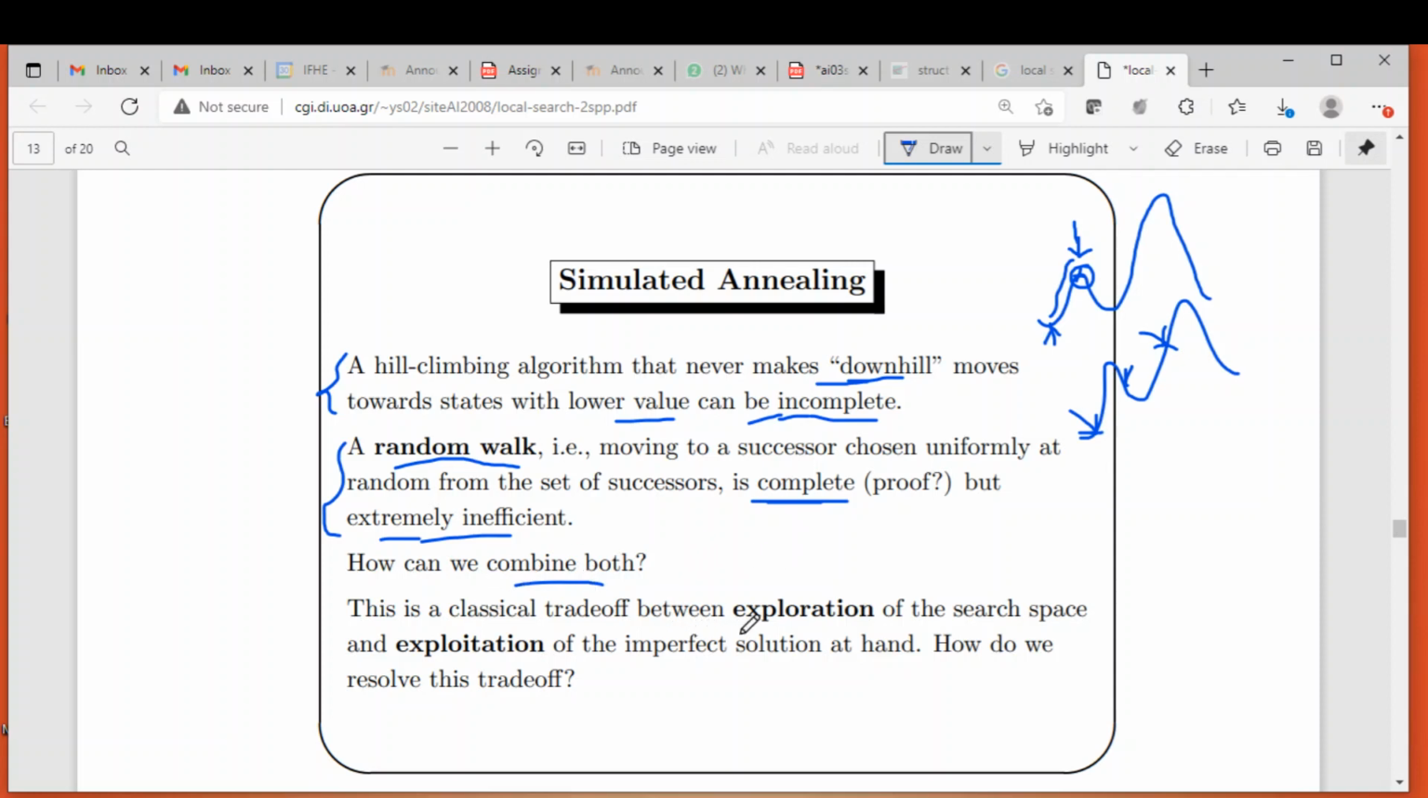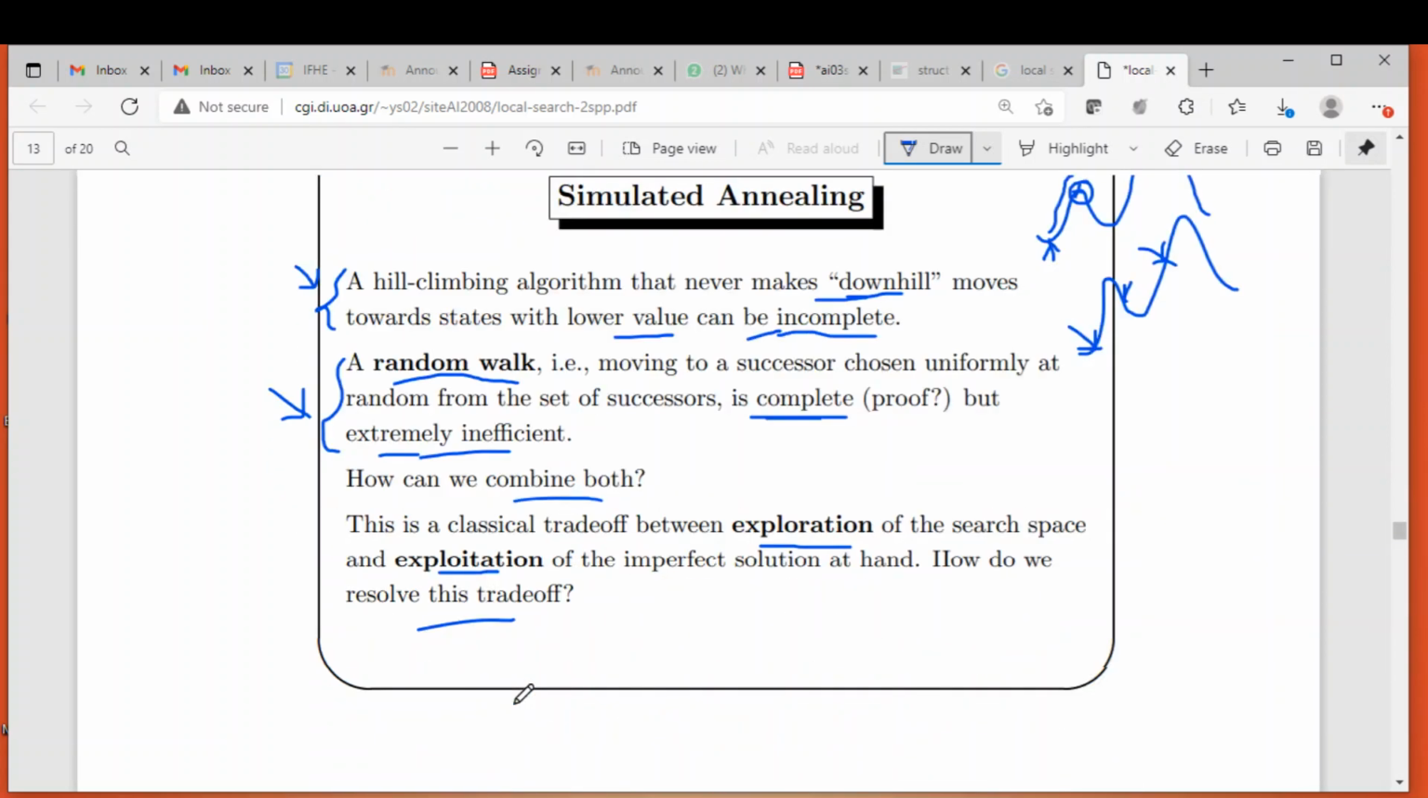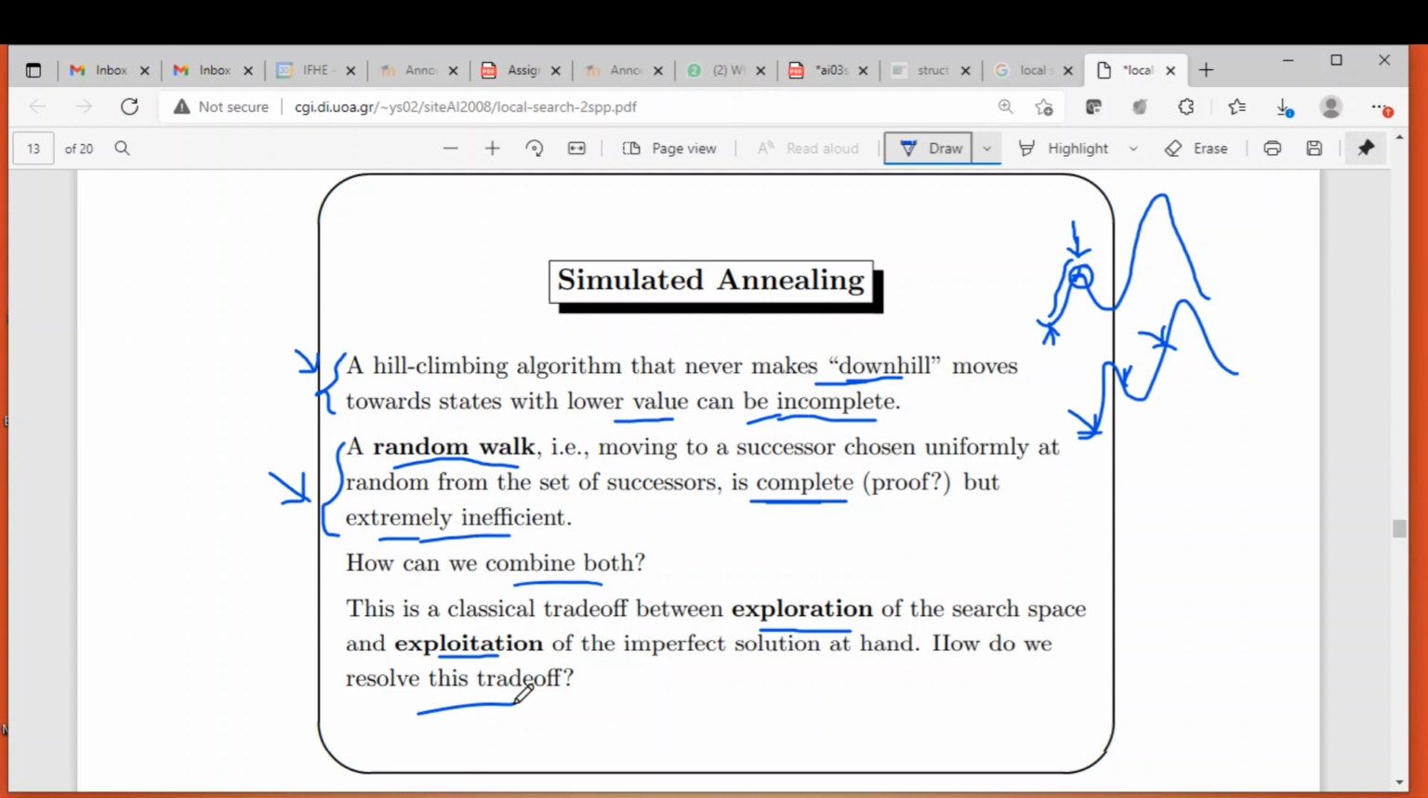So this is something like a trade-off between exploration and exploitation of the search space. This is a classical trade-off between exploration of the search space and exploitation of the imperfect solution at hand. This is an imperfect solution at hand, whereas this one is exploring the search space. So it is a trade-off between the two. How do we resolve this trade-off? This question can be answered by simulated annealing, right? So this is the introduction to simulated annealing.